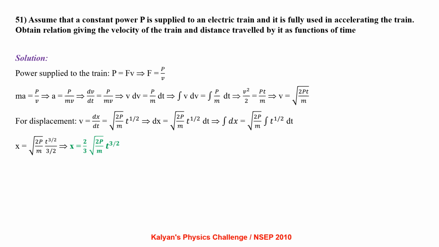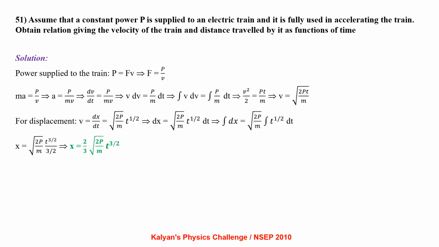F equal to MA. So MA equal to P by V, from which we get A equal to P by MV. Acceleration can be written as rate of change of velocity, so we get dv by dt equal to P by mv. Upon rearranging the terms and integrating, we get v equal to root of 2Pt by m. For displacement, v equal to dx by dt, that is root of 2Pt by m.